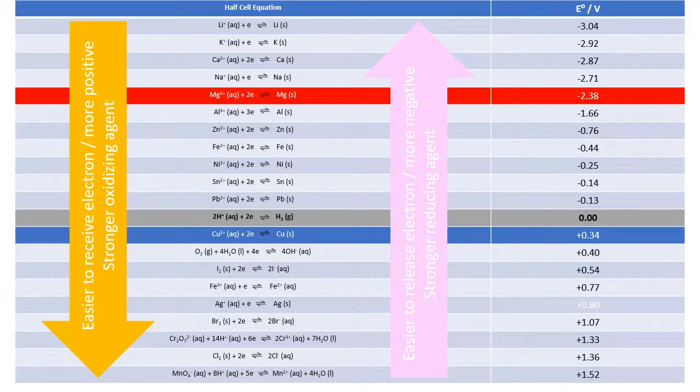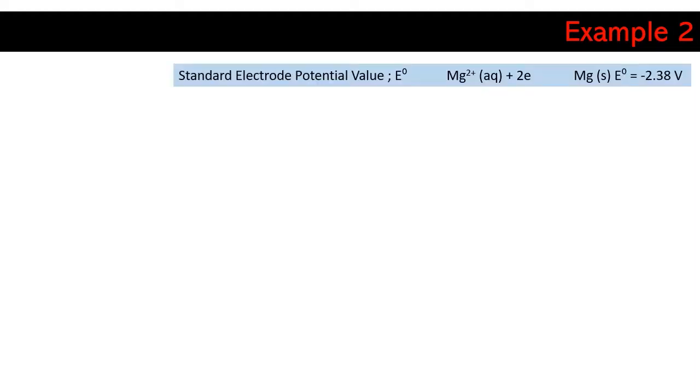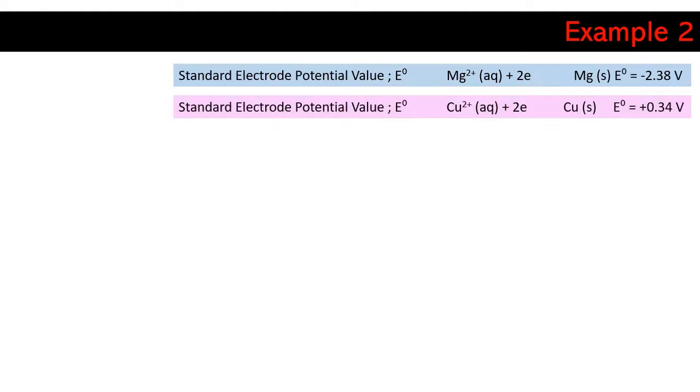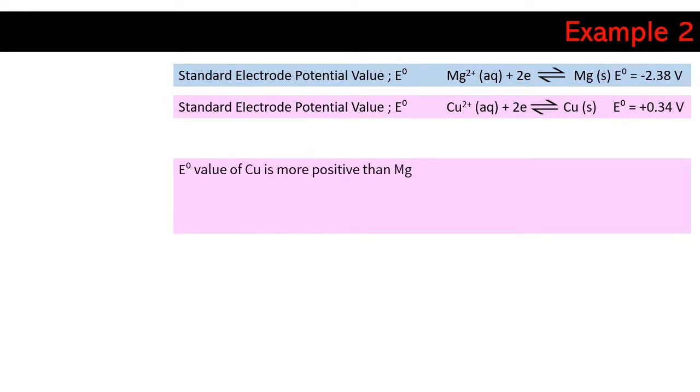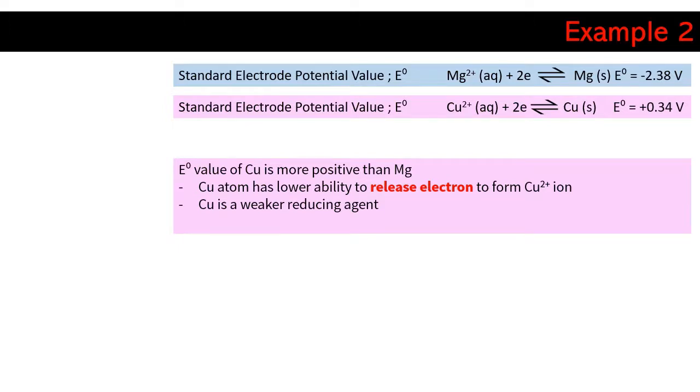But in the reaction, there are copper atoms and magnesium ions. What happened during this reaction? Now, let us discuss this together. The E0 value of magnesium is negative 2.38, while the E0 value of copper is 0.34. The E0 value of copper is more positive than magnesium. Therefore, copper atom has a lower ability to release electrons to form copper ion. Copper is a weaker reducing agent. Copper cannot undergo oxidation reaction.